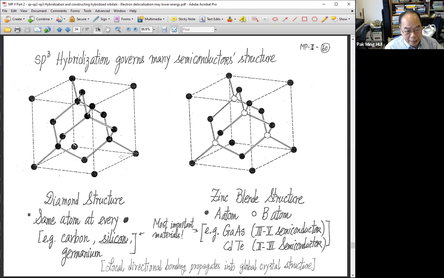So if you propagate carbon sp3 and then bond with the neighboring carbon, which is also sp3 and so on, that local directionality would propagate into a global periodic structure. And that is another key concept to take on to your solid state physics course if you are going to do it next year. The resulting thing is rather important.